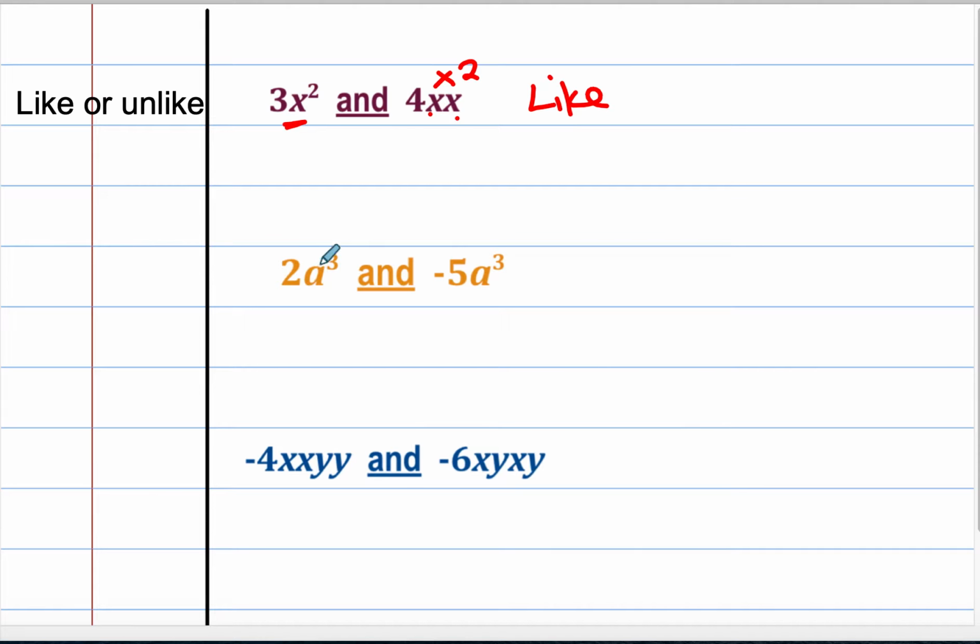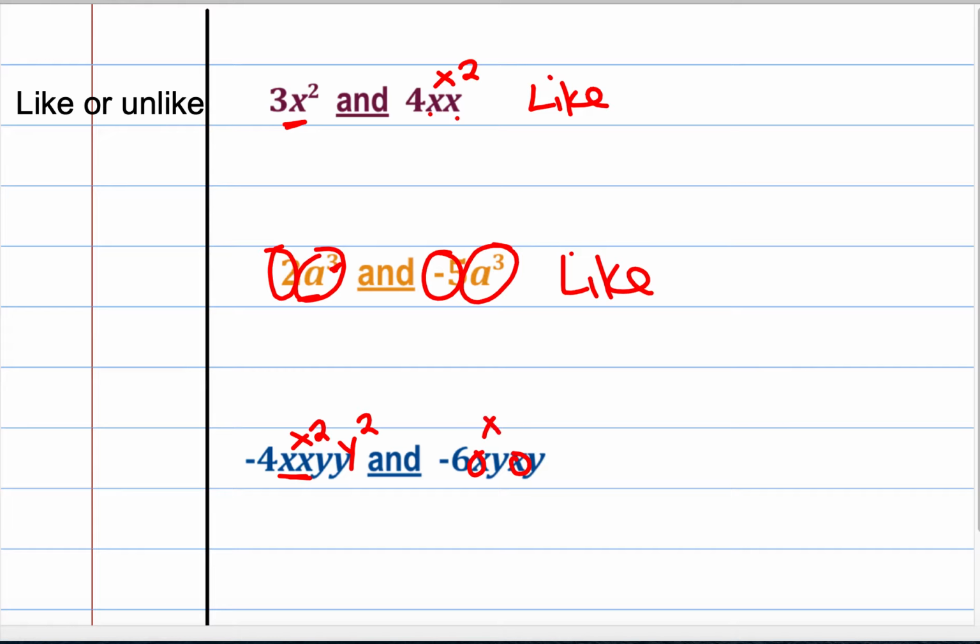These are also like terms because it's a to the third power and a to the third power. Same variable to the same exponent. It doesn't matter that this 2 is a positive and that 5 is a negative. This is also a like term. This one looks a little tricky because we have x squared and y squared once we put them together. Well, the same thing's here. It's 2 x's, that's x squared, and this is y squared. So that is also a like term.